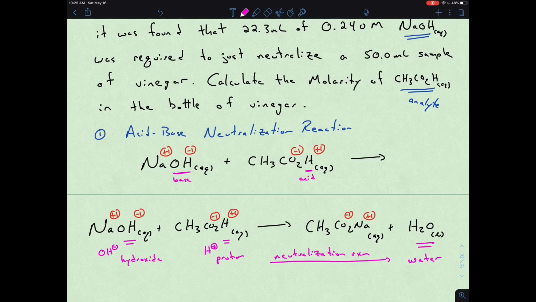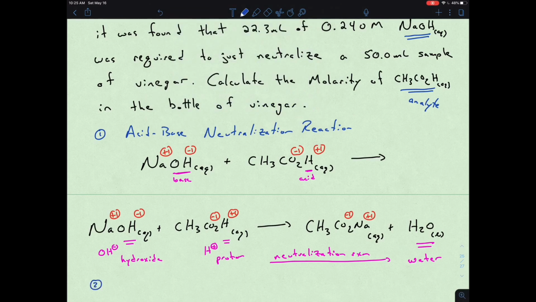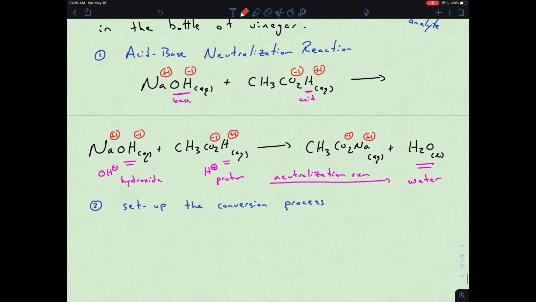So all we need to do, once we have the acid-base neutralization reaction, is basically just set up the conversion process. If we look up at the top, we have some information. We know how much of the sodium hydroxide we've added. We also know the volume of the acetic acid, or the vinegar bottle, really. So we just need to bring those two concepts together.